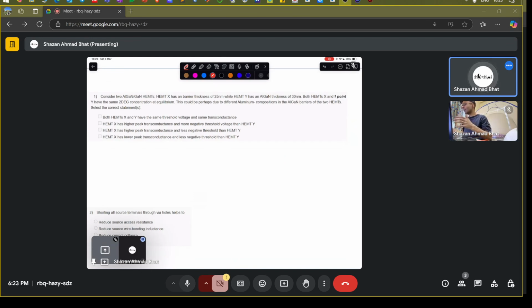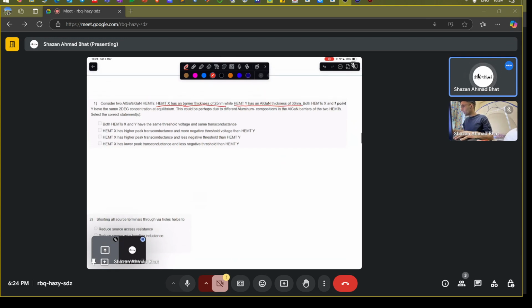So we have to consider two AlGaN HEMTs. HEMT X has a barrier thickness of 25 nanometers, and HEMT Y has an AlGaN thickness of 30 nanometers. So don't get confused here. They have mentioned AlGaN thickness in one place and barrier thickness in another, so it's one and the same thing.